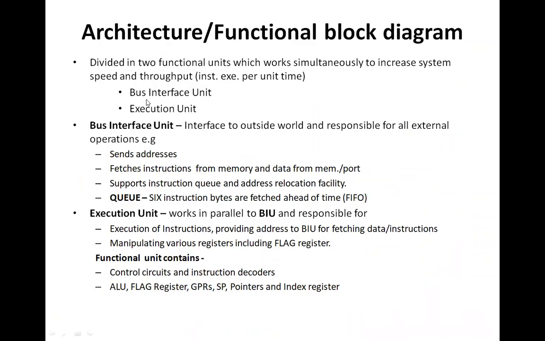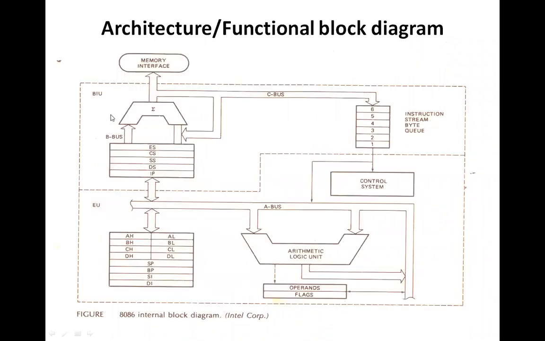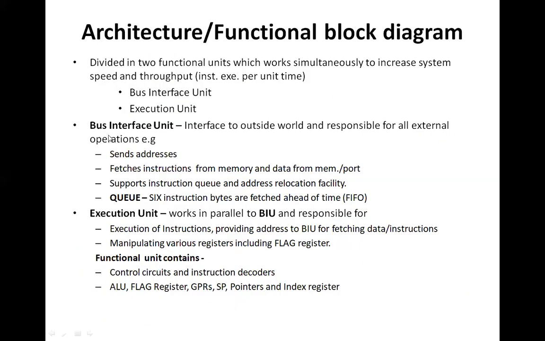So we have two units and these two units are independent. What do you mean by independent? The bus interface unit works on its own and the execution unit works on its own. Of course, the bus interface unit helps the execution unit by taking the information from the queue instead of fetching the information. What happens in the case of 8085? We have only one unit, and its role is to fetch the information, put it in the execution unit, decode it, and then execute it. But in the case of 8086, the functionality has been divided. The role of the bus interface unit is to fetch the information, and the role of the execution unit is only to execute the information.